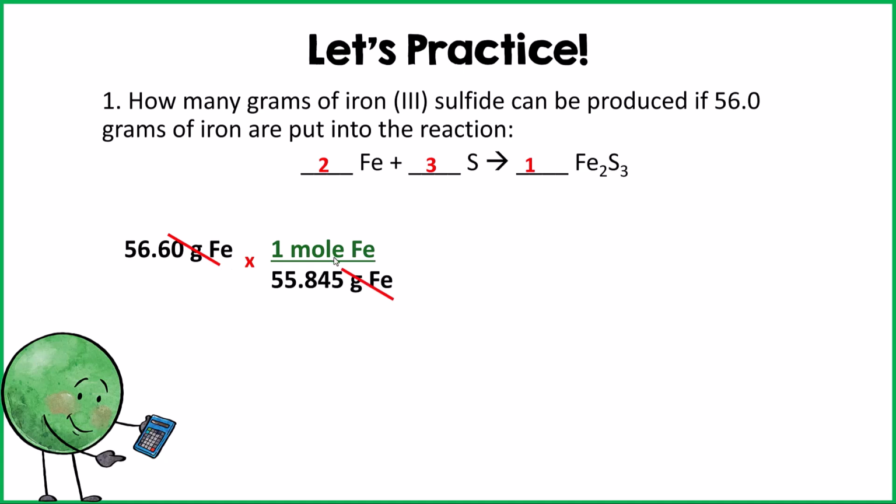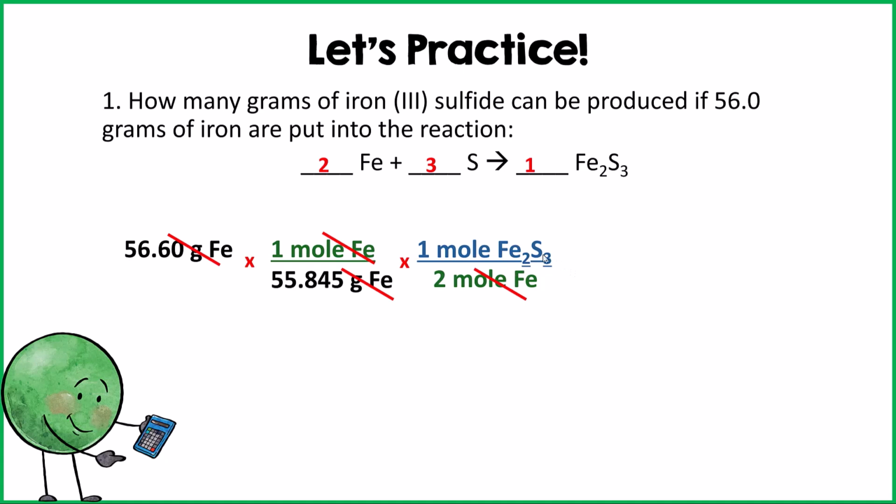We are now at moles of iron, and we're going to use our mole ratio from the chemical equation up here. So 2 moles of iron, and we're comparing with 1 mole of iron sulfide, and we've got iron on the top here, so we need iron on the bottom. So we're going to put our 2 moles of iron from the equation on the bottom, and then we're going to put our 1 mole of iron sulfide on the top. That gets rid of our moles of iron.